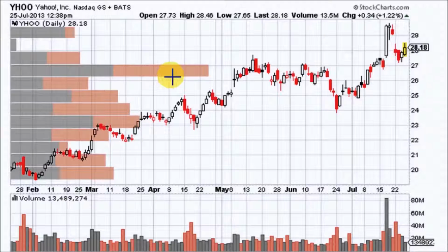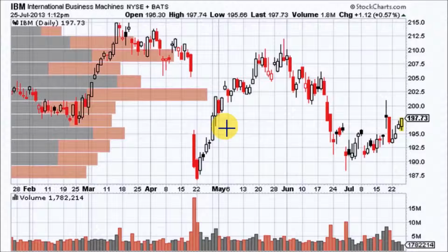Now the long volume by price bars reveal an area of elevated interest. So long bars under the price should be watched as potential levels of support during a pullback, like Yahoo bounced right here at the top of this bar. And also long bars above price should be watched as potential areas of resistance, which there are none on this chart. Now let's take a look at another example, IBM.